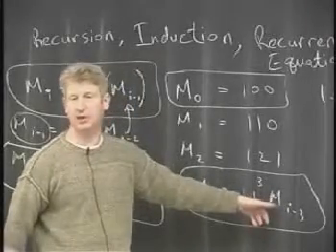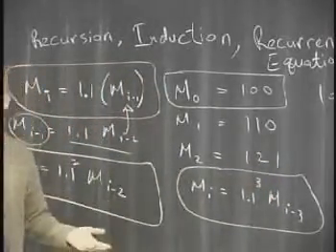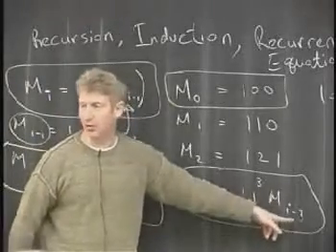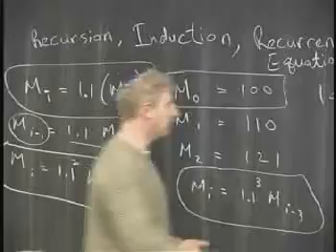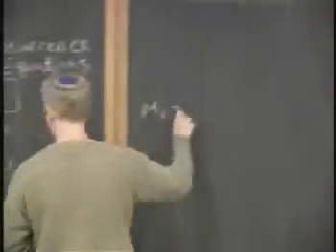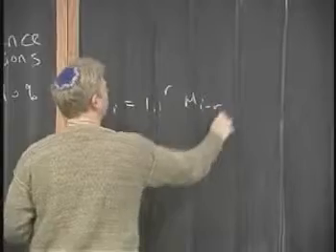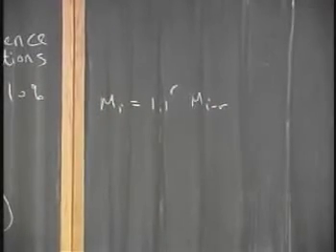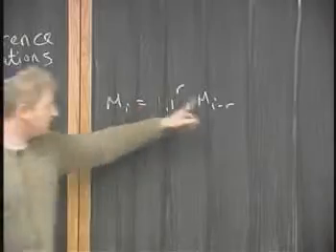Because you really want to get rid of this, right? I mean, what am I doing? I still have this m here. Goodbye. I want to get rid of it. When can I get rid of it? When it's m0, when I hit the base case. So I want to do this as many times until the base case shows up. So let's see what happens when I do it r times. When I do it r times, I get 1.1 to the r times m of i minus r. And what should r be so that that m of i minus r becomes m0? r should be equal to i.